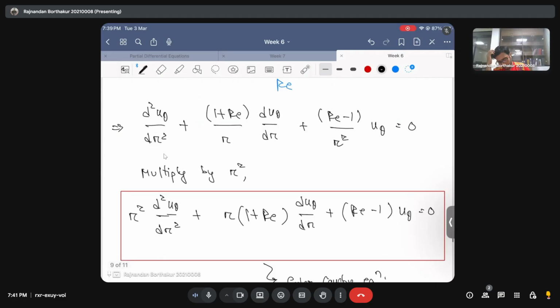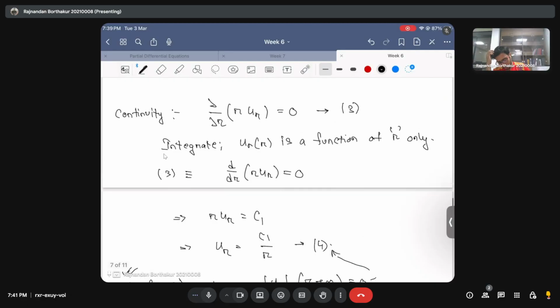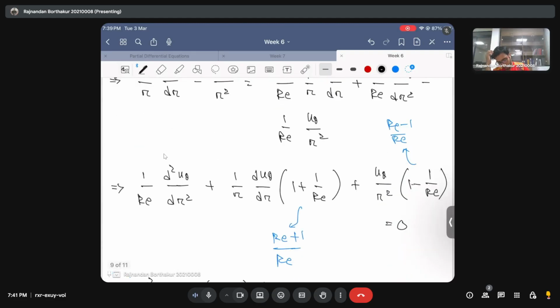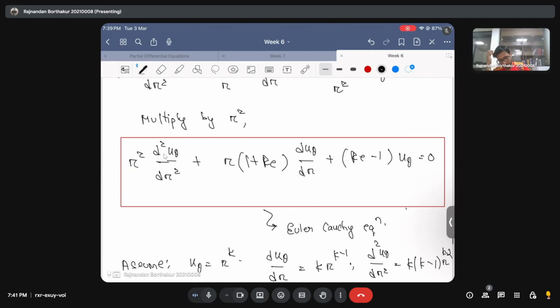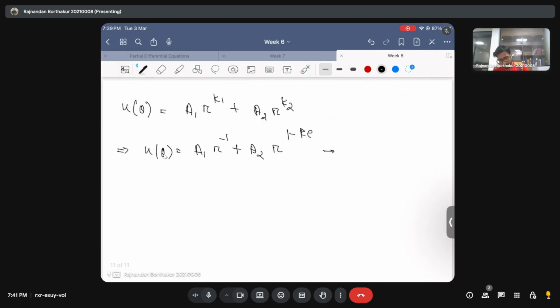Okay, maybe I'll name these equations. So this is 4. Maybe this is 5. And maybe this Euler-Cauchy equation, we'll call it 6. And the complete solution, we'll call it 7.